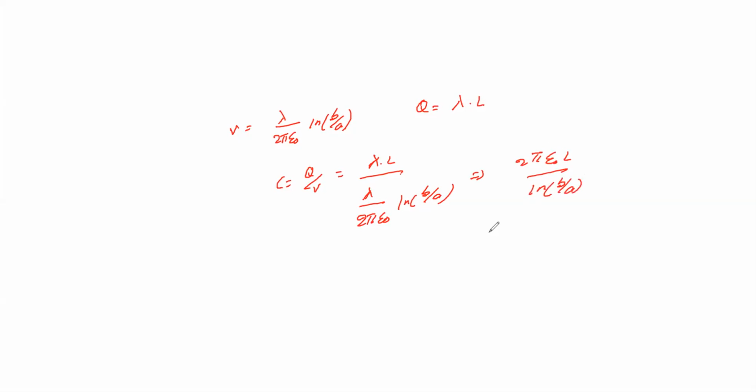This is the natural log answer. Or I can write it as 2 pi epsilon naught L divided by log exponential of B by A. Or I can write this relation in terms of base 10: 2 pi epsilon naught L divided by 2.303 log B by A base 10. So this is your capacitance.